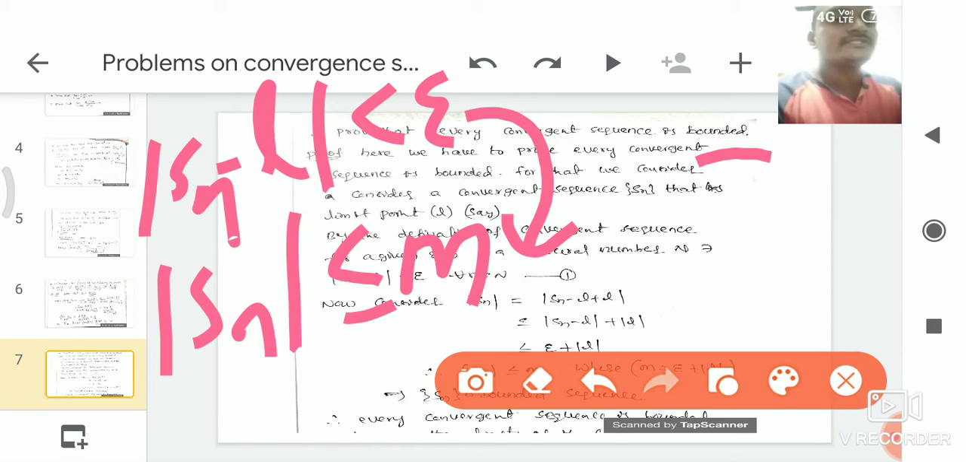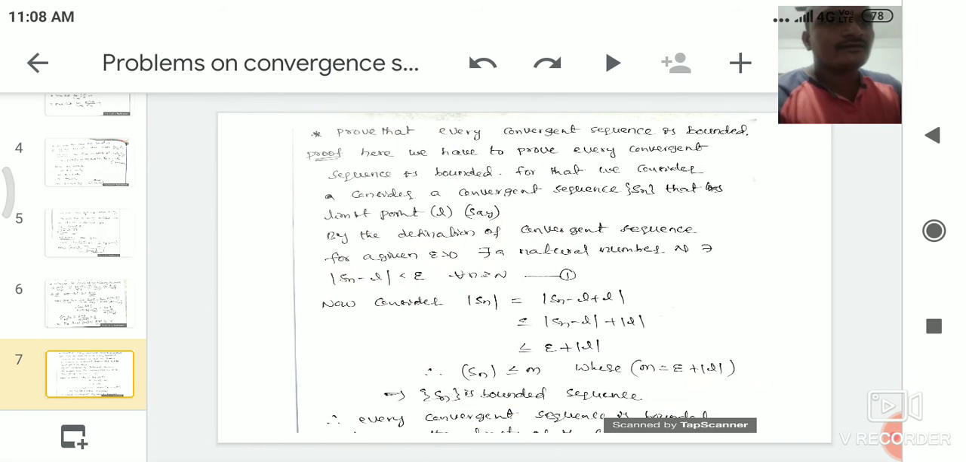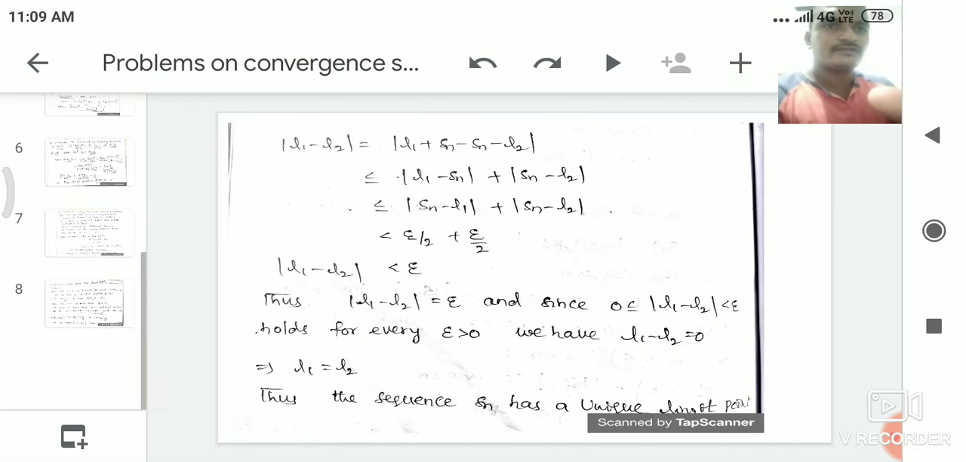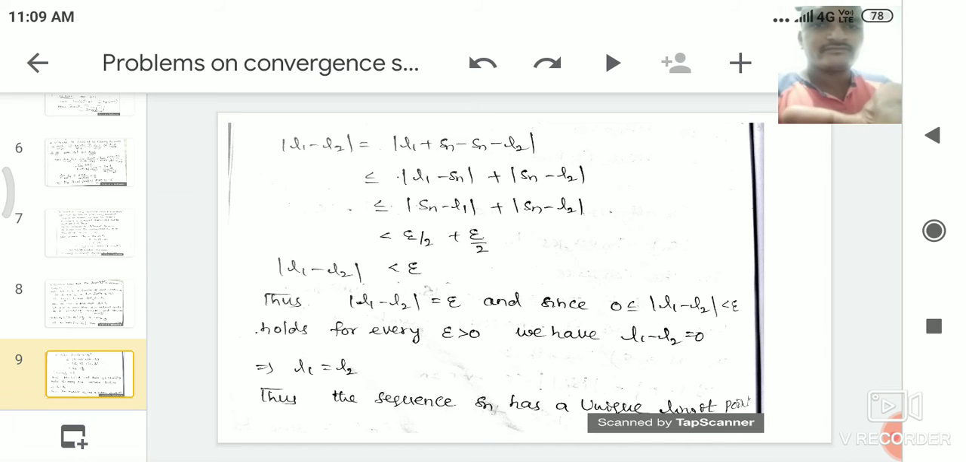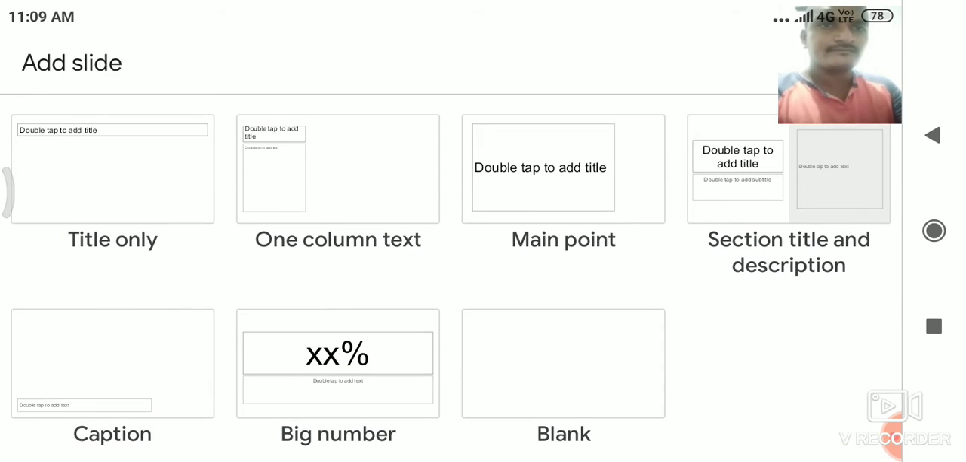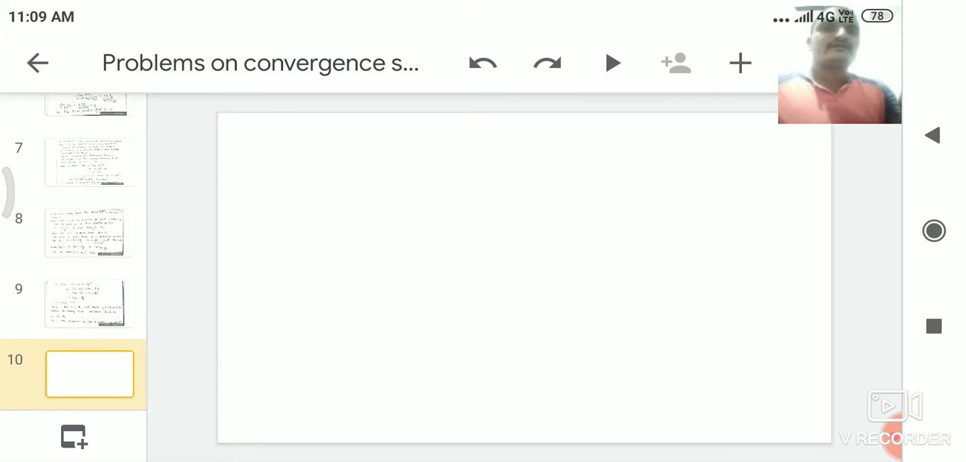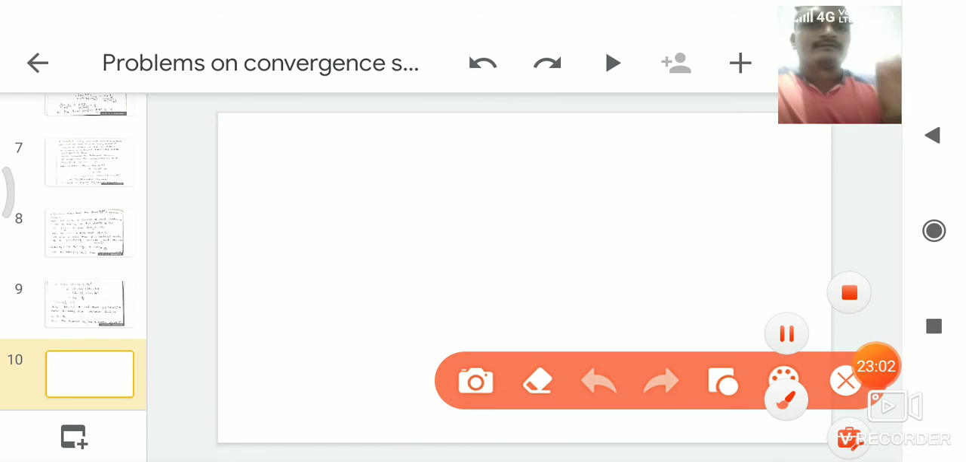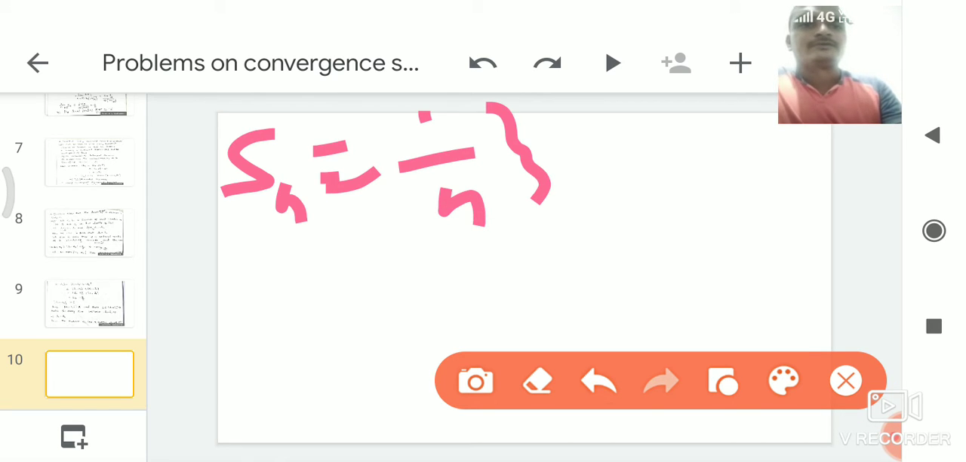In order to prove this theorem, we see one example. First we take one convergent sequence, then we check whether that sequence is bounded or not. So go to the last slide page, the blank one. Here we take one convergent sequence. What is the sequence? Okay, we take the sequence Sn is equal to 1 by n.